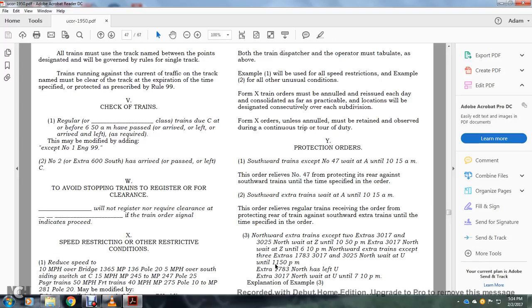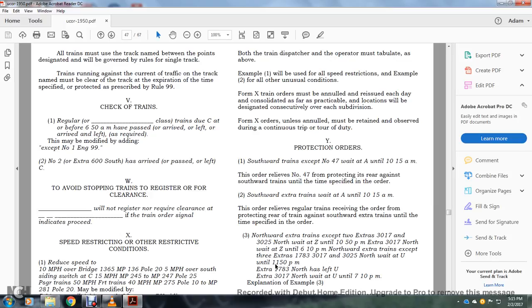Form B, check of trains. Regular blank for class trains due at or before 6:50 a.m. have passed or arrived or left, or arrived and left, as required. This may be modified by adding substance: number 1 and engine number 9. Number 2, extra 600 south has arrived or passed or left.